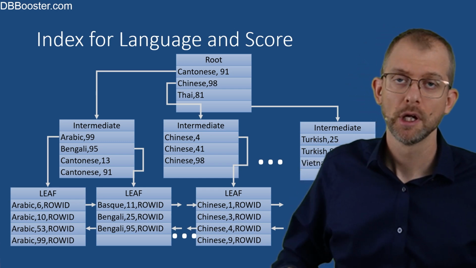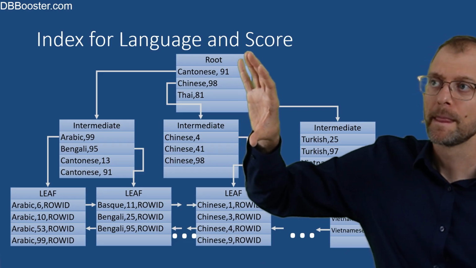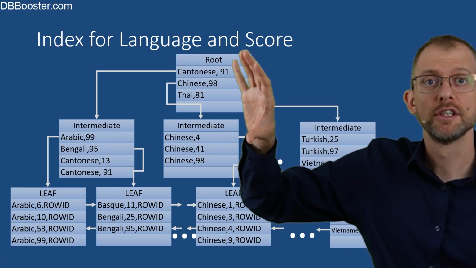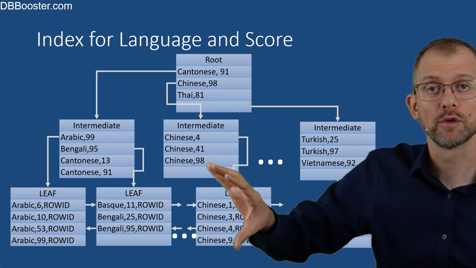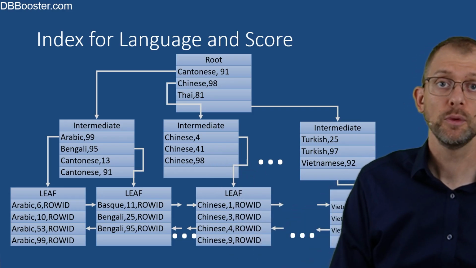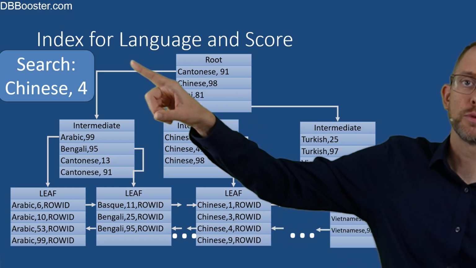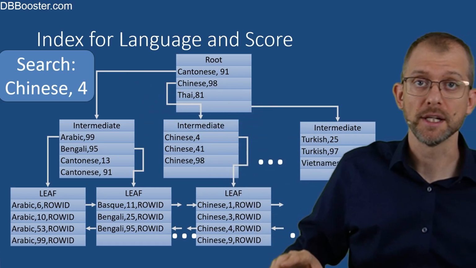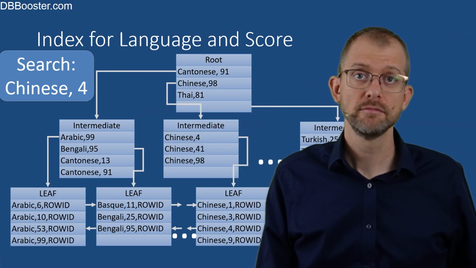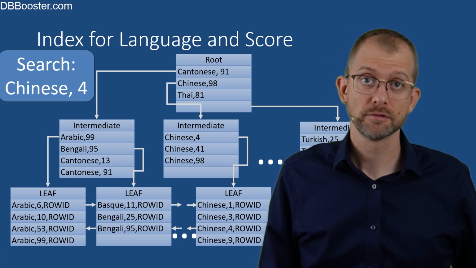In short, the root and intermediate pages are used to navigate through the tree, while the leaves contain actual sorted key values. So let's make our first search. We are looking for rows with language Chinese and score 4. We know the root page, so we read it and check the entries with their values.